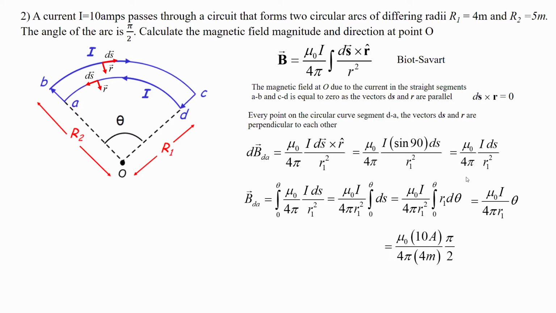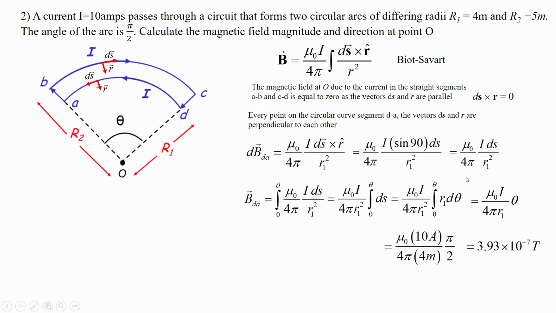Now put in the values that were given to us. 10 amps is the current, the distance R1 is 4 meters, and our arc is pi over 2. That turns out to be 3.93 times 10 to the minus 7 Tesla. But we're not done yet. We've only determined the contribution from the bottom segment. We now have to do the top segment.